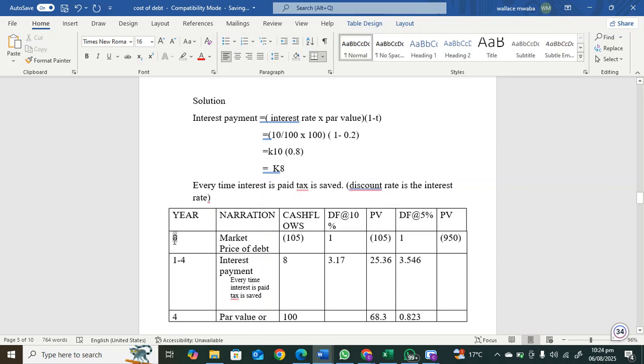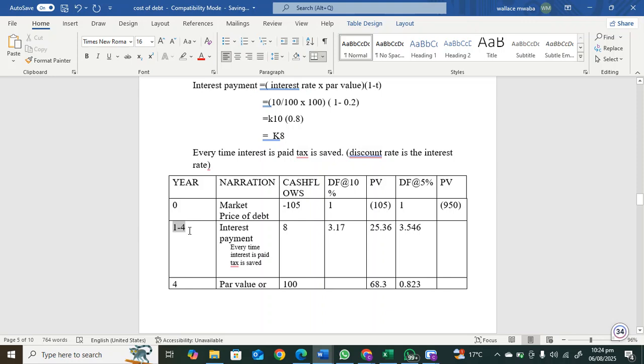So you start at year zero. You're going to put here the market price of debt. It means the person is buying the debt at the securities exchange. This table is going to show us how this debt works. Year zero, which is the first day of year one, you purchase this debt at 105 kwacha. That's why I'm representing it as a negative number, because this is a cash outflow. You pay 105 kwacha and you acquire this bond.